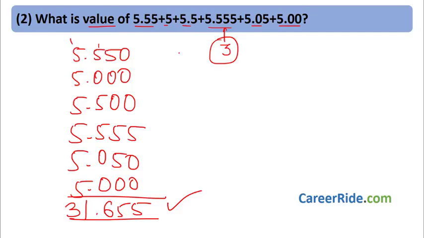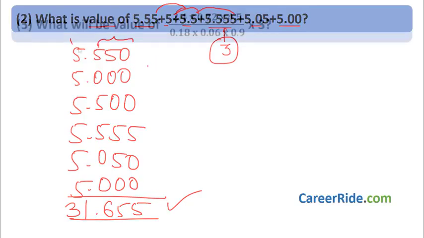Just remember, whenever you are adding decimal numbers or decimals, you should make sure that all of them have the same number of decimal places. You should not do this, 5 plus 0 plus this 5 plus this 5. Okay, everyone should have the same number of decimal places, right?